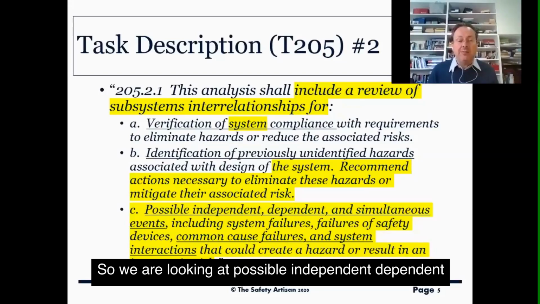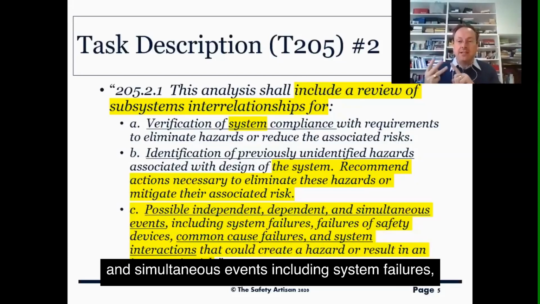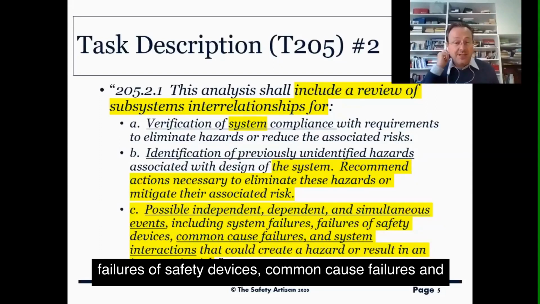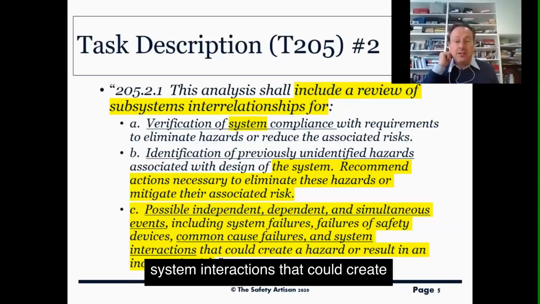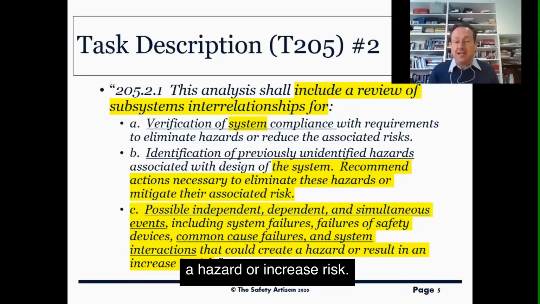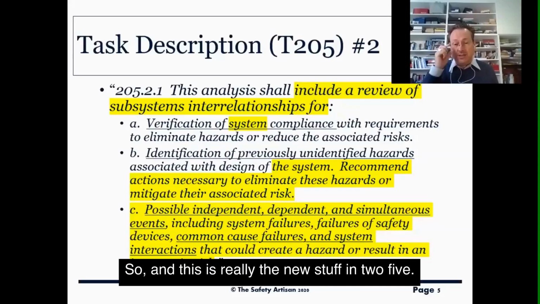So we are looking at possible independent, dependent, and simultaneous events, including system failures, failures of safety devices, common cause failures, and system interactions that could create a hazard or increase risk. So, and this is really the new stuff in 205.